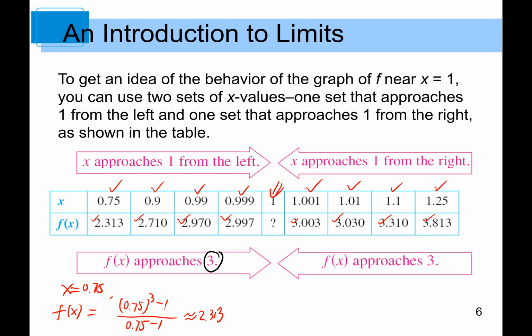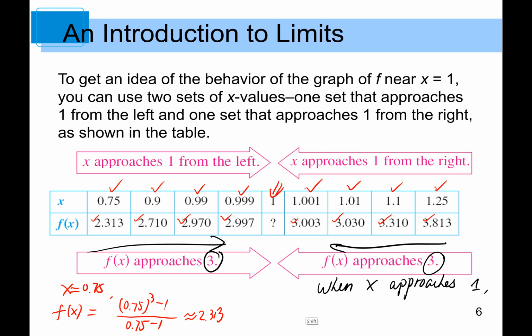From the right-hand side, the numbers also approach 3. So safely speaking, we can say that at x equals 1, the limit will approach 3. When x approaches 1, the limit of f of x approaches 3. And that's what we see from this numerical table. This is a very good way of investigating the limit at any particular x value.